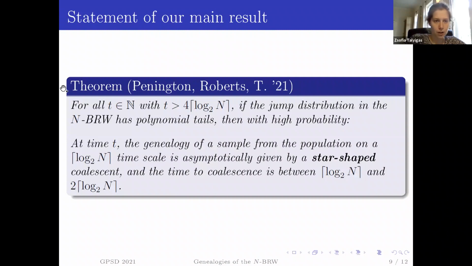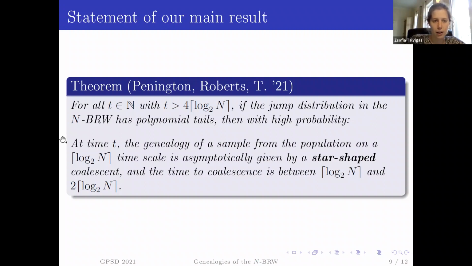So here's our main result. This is a slightly informal version of the theorem we've proved, and here it goes. For all integer times t with t greater than 4 log_2 n, if the jump distribution in the N-BRW has polynomial tails, then with high probability at time t, the genealogy of a sample from the population on a log_2 n timescale is asymptotically given by a star-shaped coalescent, and the time to coalescence is between log_2 n and 2 log_2 n. And by with high probability, I mean that with probability converging to 1 as n goes to infinity.